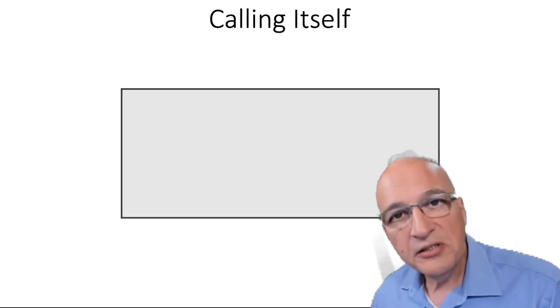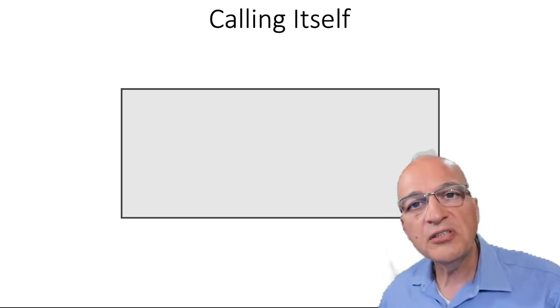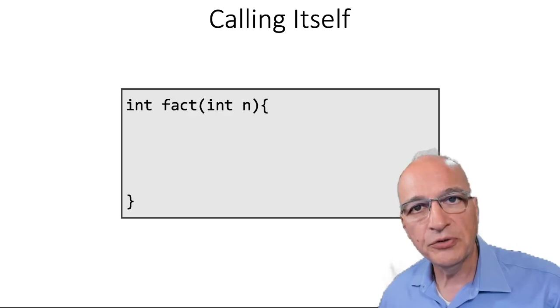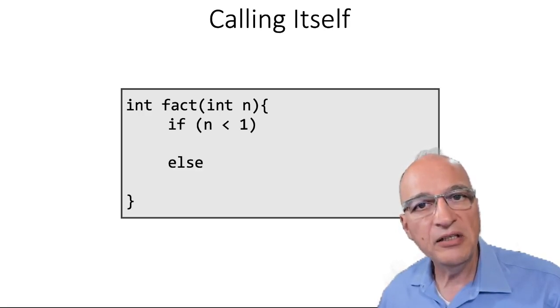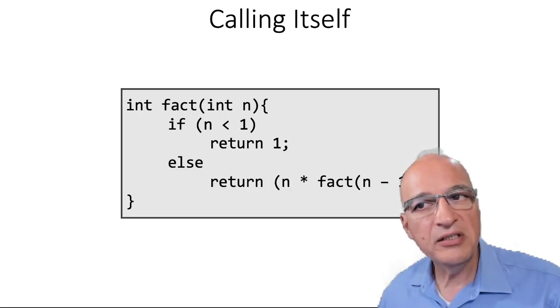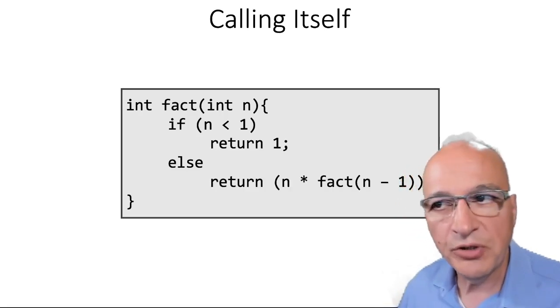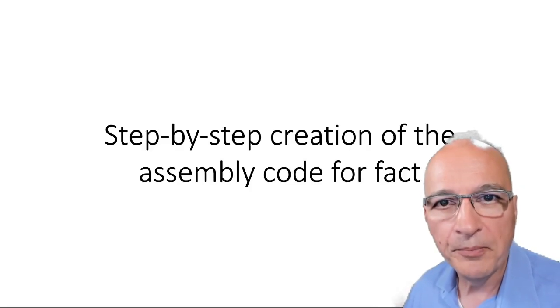A classical example of a function that calls itself is the factorial function. The factorial function is implemented as follows. The factorial of n, if n is less than 1, is 1, and otherwise it's equal to n times the factorial of n minus 1.